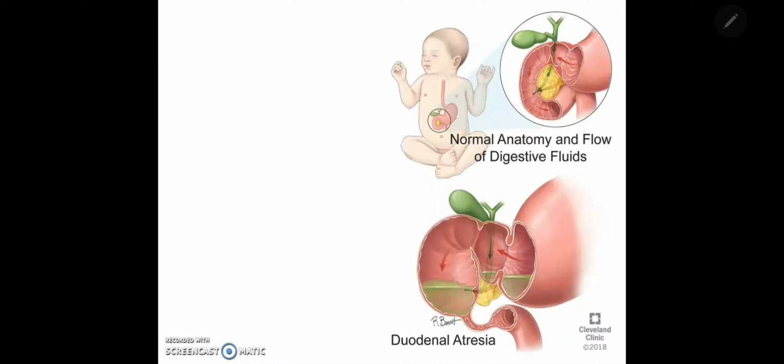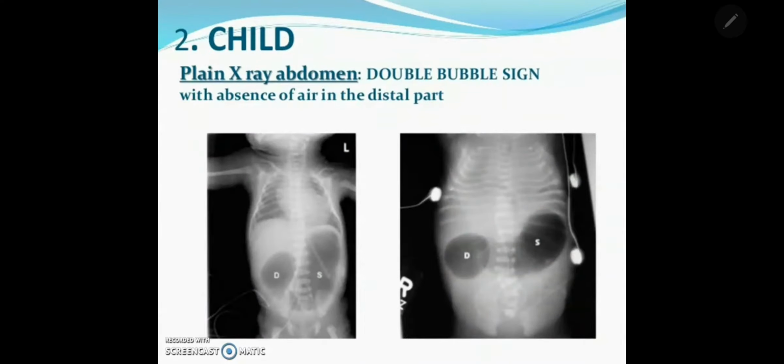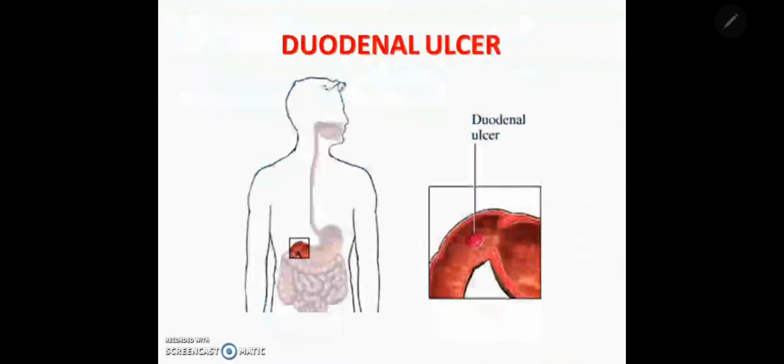So why should we know about the duodenum? In the picture above, you can see the duodenum is a site of normal flow of the digestive fluids, and it's a site of digestion and absorption. In case of duodenal atresia, a developmental anomaly, there will be a collection of all these digestive fluids, leading to the double bubble sign on the X-ray that you can see there. You can see the stomach on the right side, the duodenum on the left side, and a constricted part between them.